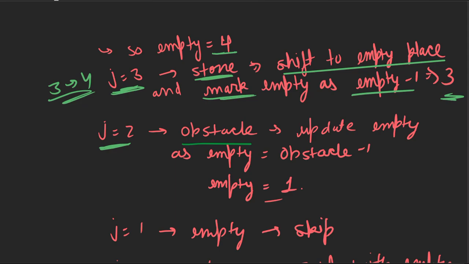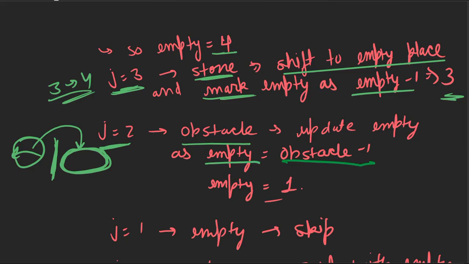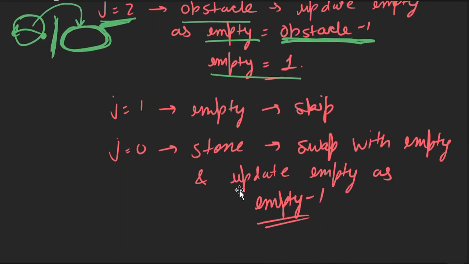At j is equal to 2, we have an obstacle, that means none of the stones that are present on this side of the obstacle will be able to cross this index, right? So even if we have empty boxes on the right direction, the stones on the left side of the obstacle will not be able to move to those empty places. So now we update empty as obstacle -1. We have obstacle at j is equal to 2, so we have updated empty is equal to 1, that is 2 minus 1, right?